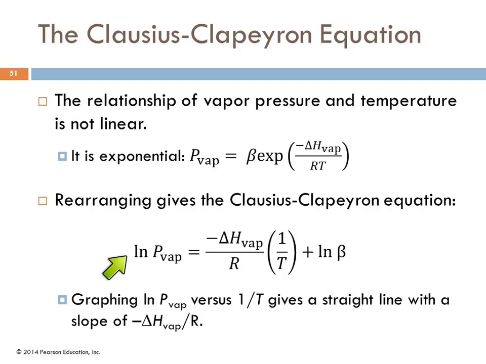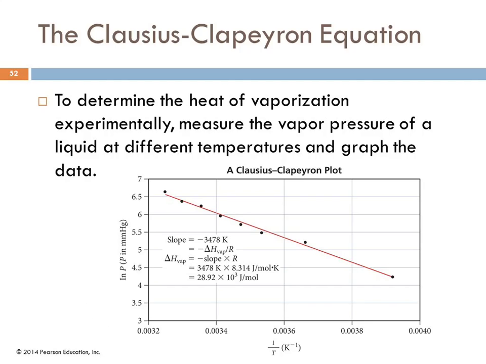So when we rearrange that, we get this, and then you can graph it. And so you graph the natural log of the vapor pressure versus 1 over the temperature, and that gives you a straight line where this is the slope and that's the intercept. So you get a line like that.